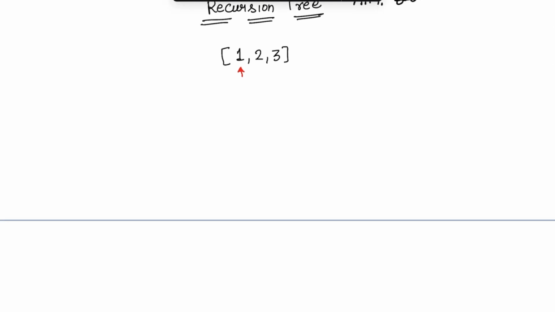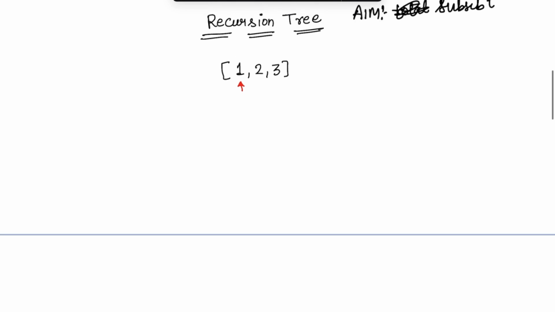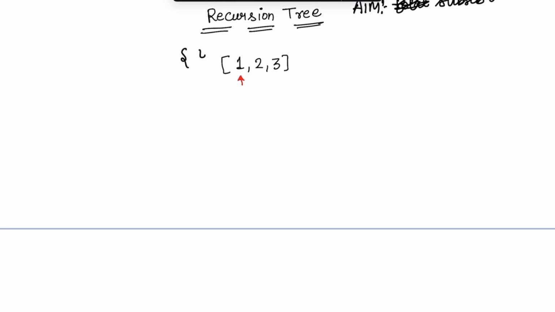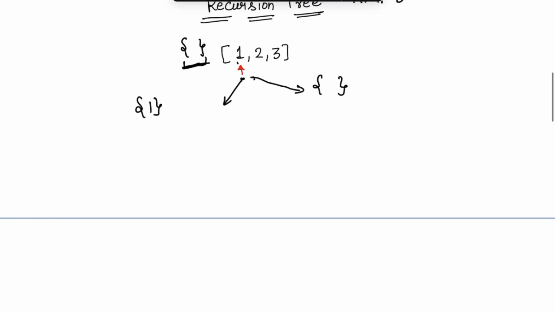So I'm at 1. Let's assume this is my set, which is storing my current set. Initially it is empty. So 1 has two options: either join the current set or do not join the current set. What happens when 1 joins the current set? The set becomes 1. If 1 does not join the current set, then the current set remains empty. And we have already solved this problem for 1.